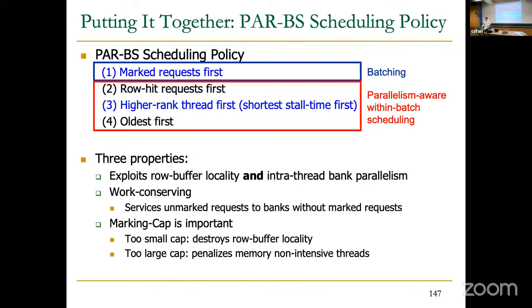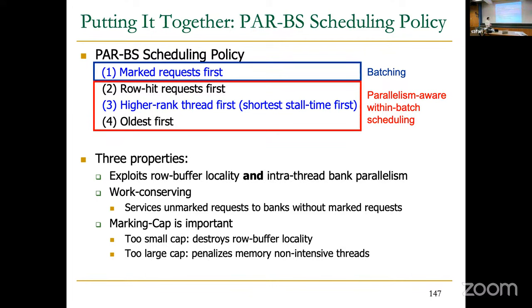Basically, if you have a too small cap, that means you're taking too few requests from each thread into a batch at the same time. That means you cannot really look at a long history of requests that you can schedule in parallel to different banks from each thread. So you're not exploiting bank level parallelism in that case.